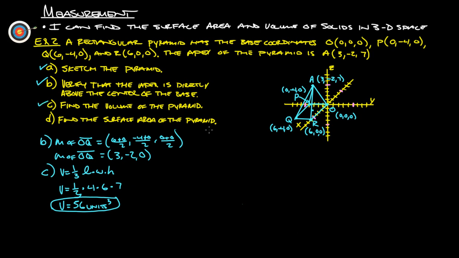Now D, find the surface area of the pyramid. So what we're going to have to do is find the surface area of the base, the two sides, the right and the left, which should be the same, and then the front and the back should also be the same. So we just got to find the surface area of all of those. Let's do that here. So we want to find the surface area.